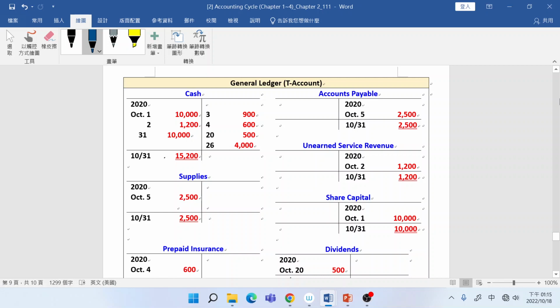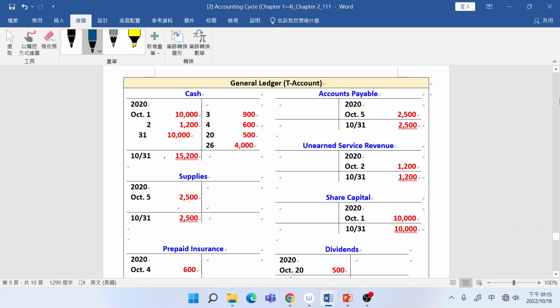Because we summarize all the data based on accounts. So based on cash, based on supplies, based on prepaid insurance, dividends, share capital, unearned service revenue, and so on. So based on each account, we summarize all the data, trying to get the final amount.